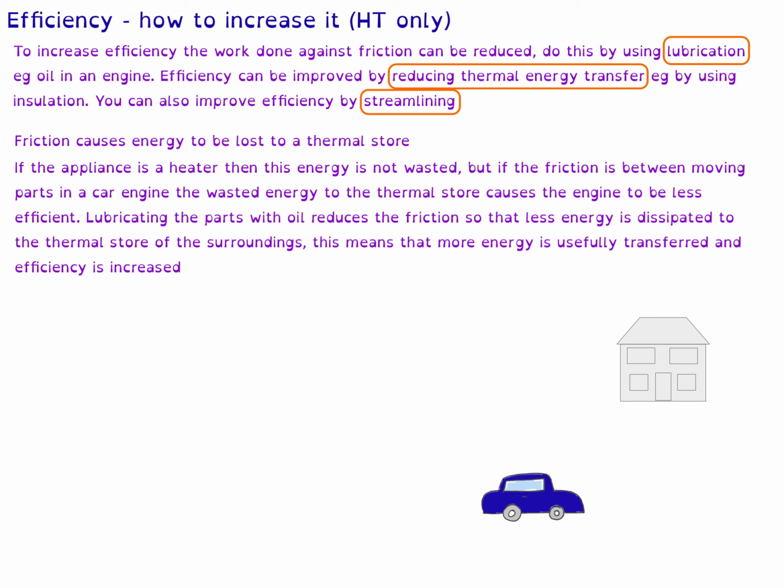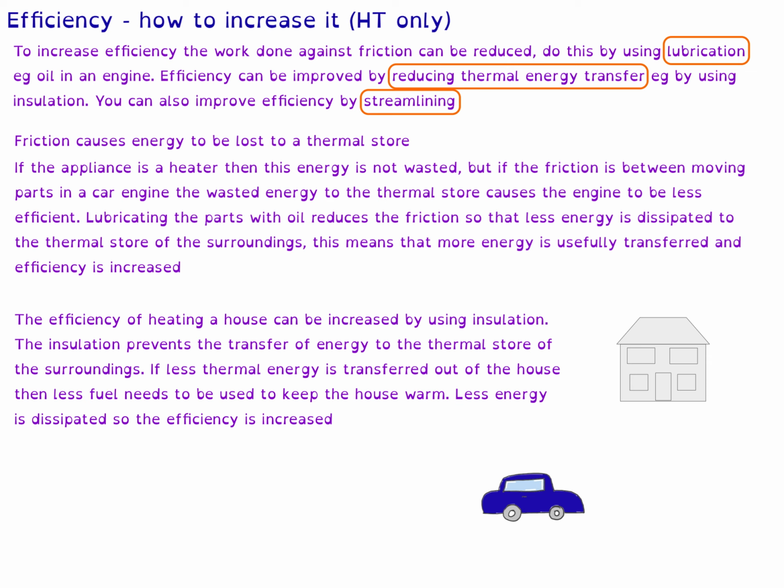Lubricating the parts with oil reduces this friction so that less energy is dissipated to the thermal store of the surroundings. This means that more energy is usefully transferred and the efficiency is increased. The efficiency of heating a house can be increased by using insulation. The insulation prevents the transfer of energy to the thermal store of the surroundings. If less thermal energy is transferred out of the house, then less fuel needs to be used to keep the house warm. Less energy is dissipated, so the efficiency is increased.